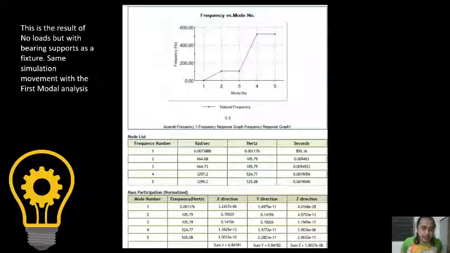And here we can see another modal analysis, but this is a result for no loads with bearing supports as a fixture. We can see differences in the mode list table: different angular velocity and frequency through modes 1 to 5. The same is also seen in our mass participation table below, with different displacements in the x, y, and z directions.